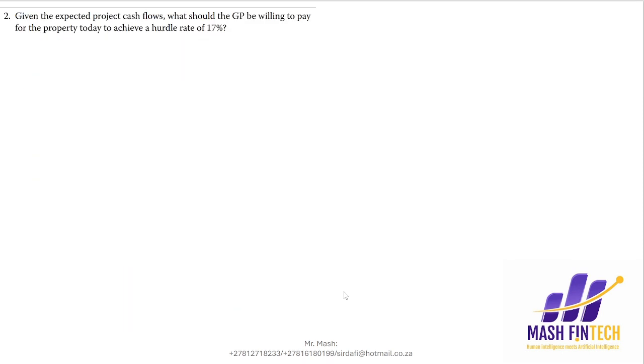Give it a try. You are given the expected project cash flows. What should the GP be willing to pay for the property today to achieve a hurdle rate of 17%? So we are going to look at these expected project cash flows. These are given here. I'm going to go back. You take a look at them and then we continue.